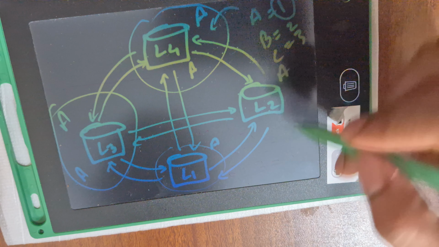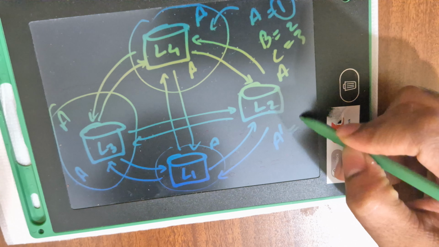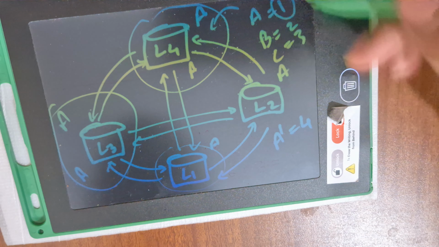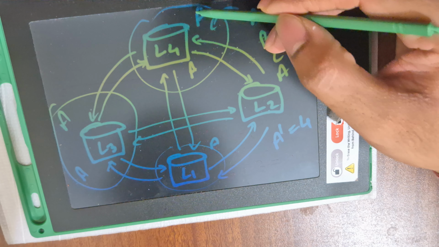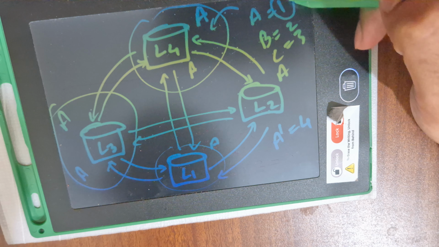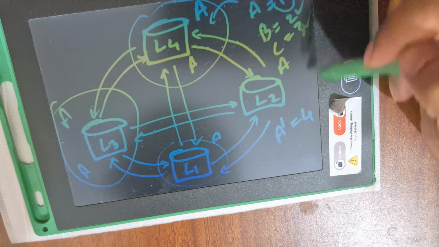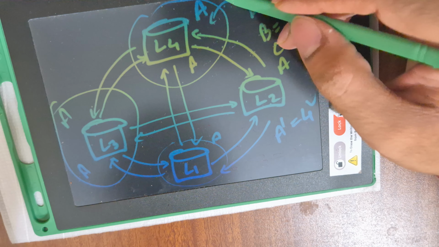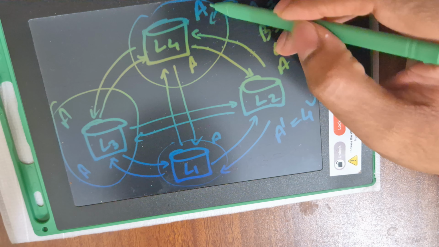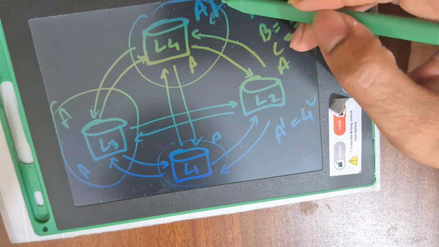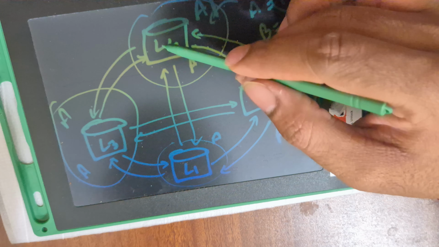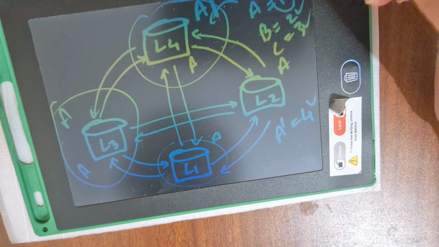Then some changes happened, which is A dash. It is equals to 4. So when it receives A, it sees the epoch. This number is basically called epoch. So it sees that I already have 1. This A is coming with epoch ID 1, so I already have this, so I won't resave it.